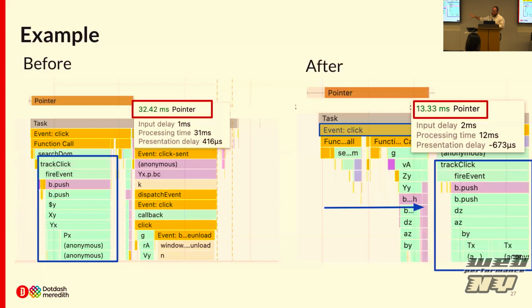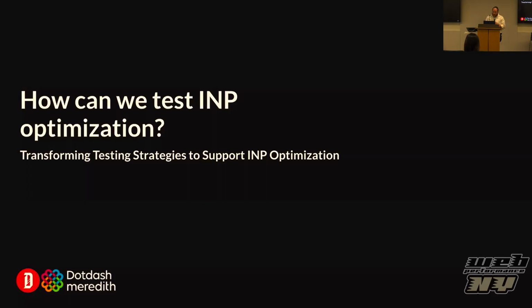After applying some of the strategies, we brought it down to 13 milliseconds. That's a 60% increase in performance. What we did was take that blue area, the event, and make it asynchronous. We pulled it out, and you can see on the top line that the pointer is much quicker. So that's just an example of ways to optimize your code.